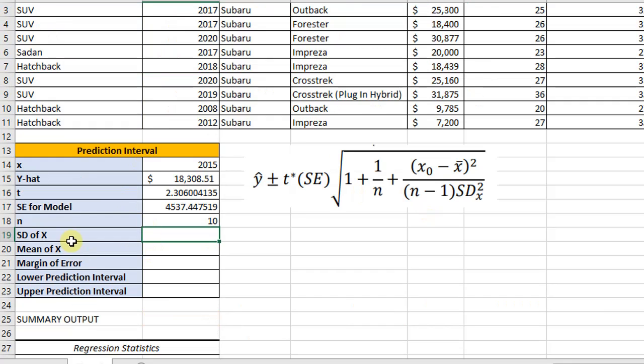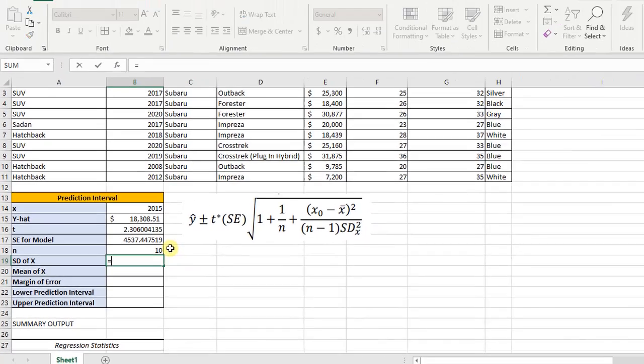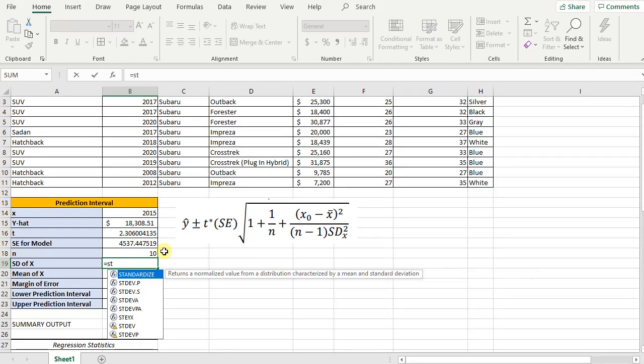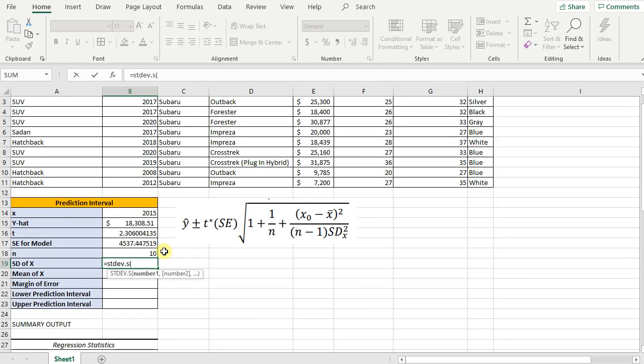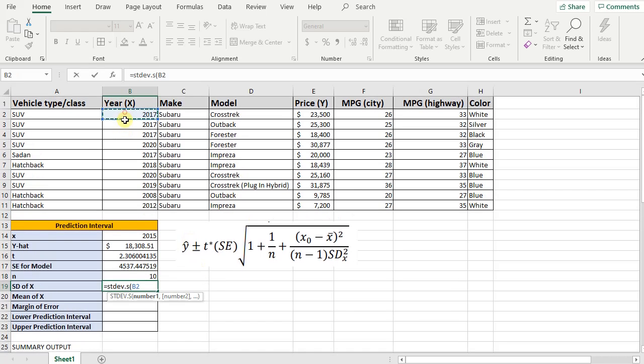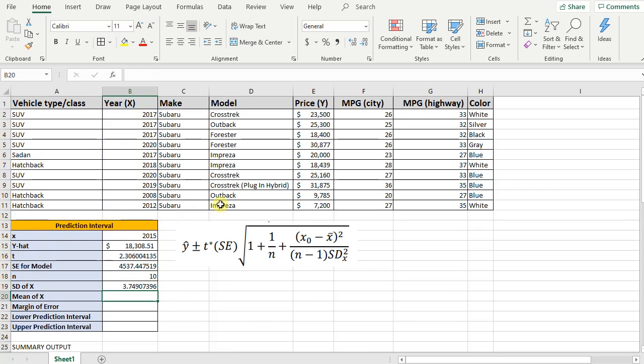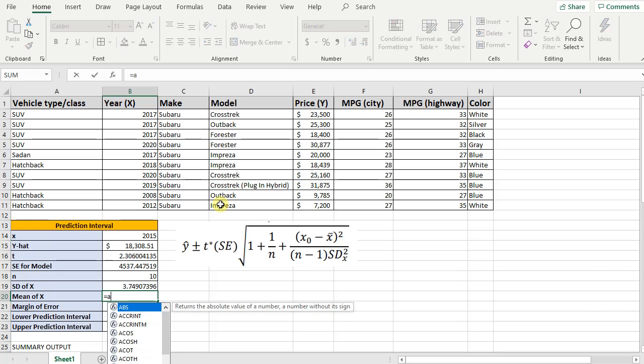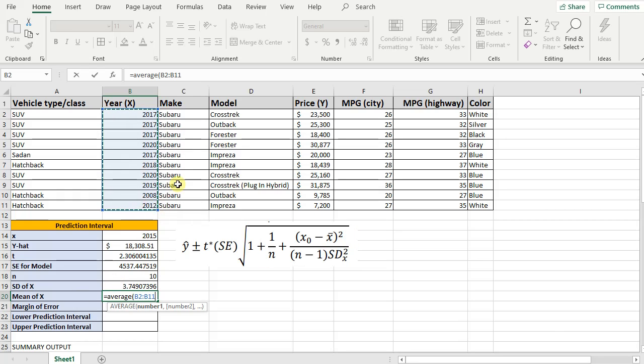Standard deviation of x. Okay, that's what this SDX is. Equals STDEV.S, right? Sample standard deviation. Open those parentheses and highlight your x variable. Close parentheses, press enter. Mean of x, right? That's this x bar. So that's equals AVERAGE. Highlight your x data, close parentheses, and press enter.